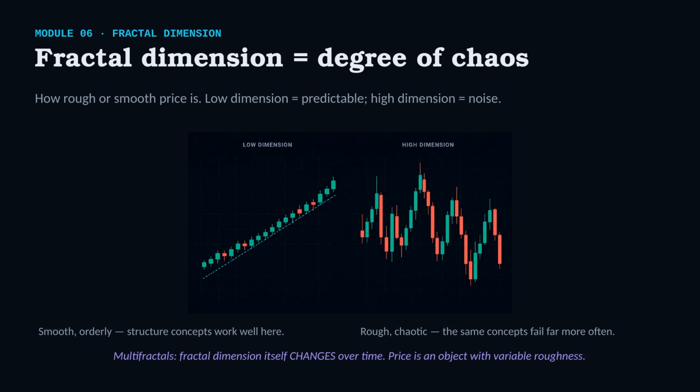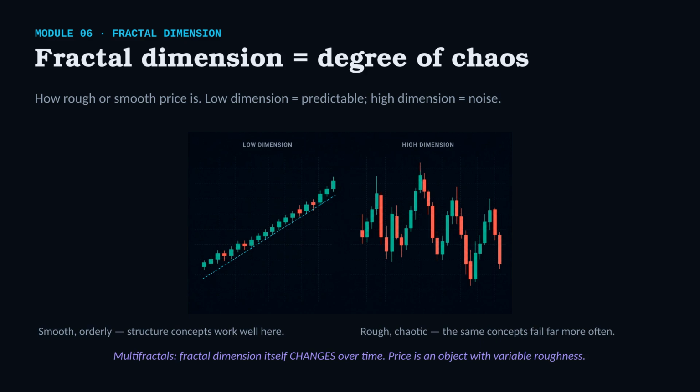In low fractal dimension, price action looks smooth, orderly, predictable. Your structure concepts work beautifully here. That is the left chart. In high fractal dimension, price action looks rough and chaotic, and is therefore far less predictable. Same concepts, much higher failure rate. That is the right chart.